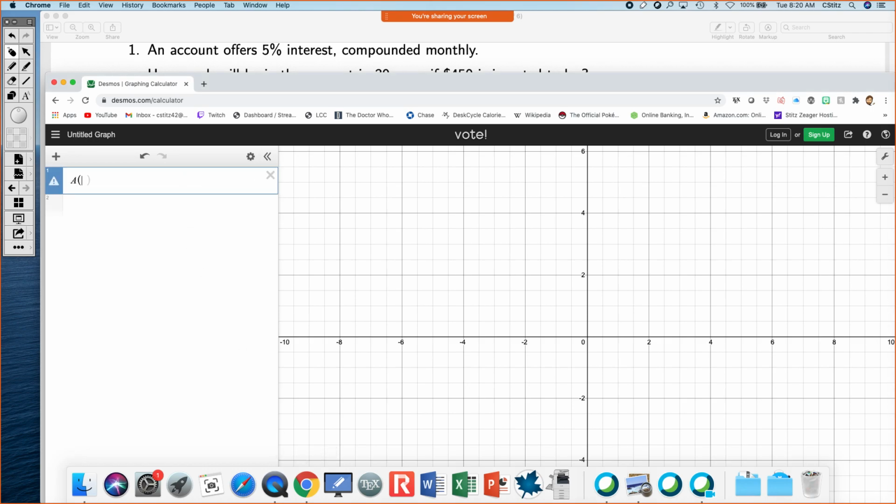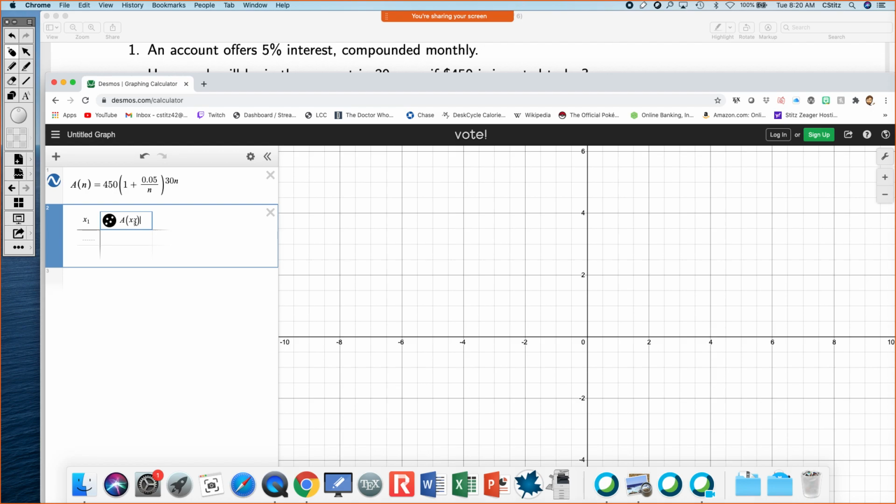And I'm going to write A of n is 450 times 1 plus 0.05 over n to the 30n. Okay. I'm going to make a little table here. I'll call this x1 and then A of x1 to be consistent here. And I'll just start plugging things in. So if I just compound it once a year, if I just do simple interest for 30 years, at the end of 30 years, I'd have $1,900.